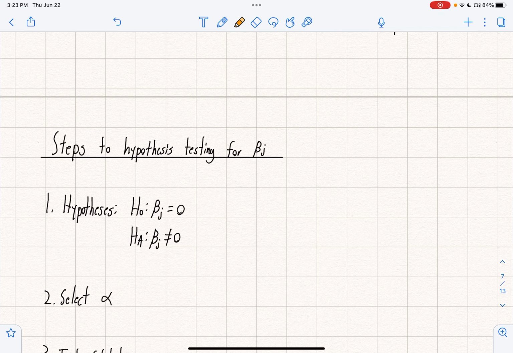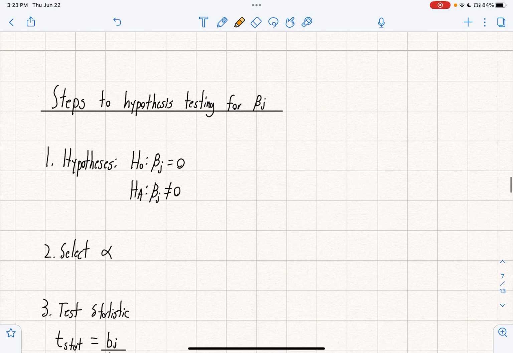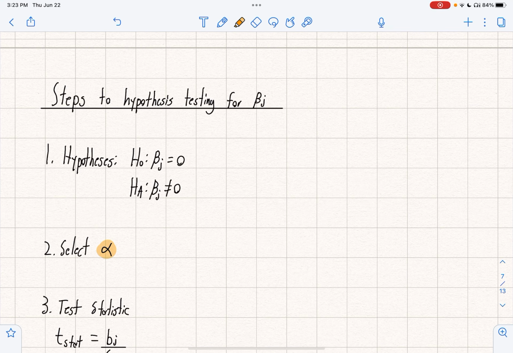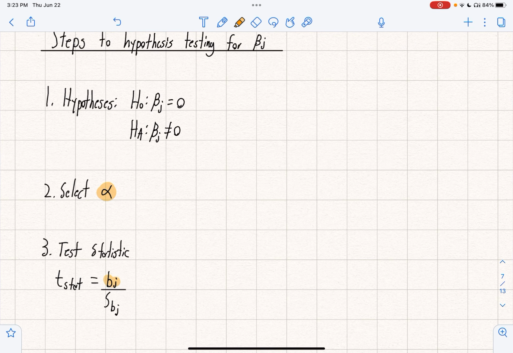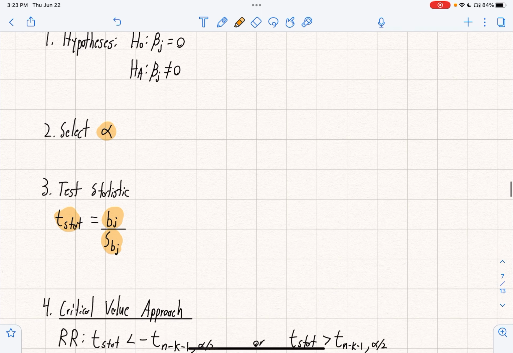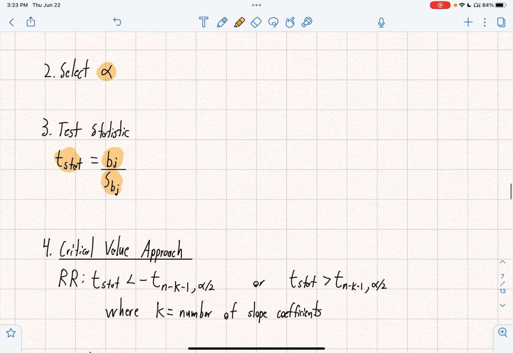And these steps are all the same as before, so I'm going to go through this rather quickly. We select our alpha. Our test statistic is the same, so it's our estimate for the coefficient b sub j divided by its corresponding standard error, and that's going to be our test statistic. And then if we want to use the critical value approach, the only difference between this and the prior chapter is that instead of n minus 2 degrees of freedom, we have n minus k.